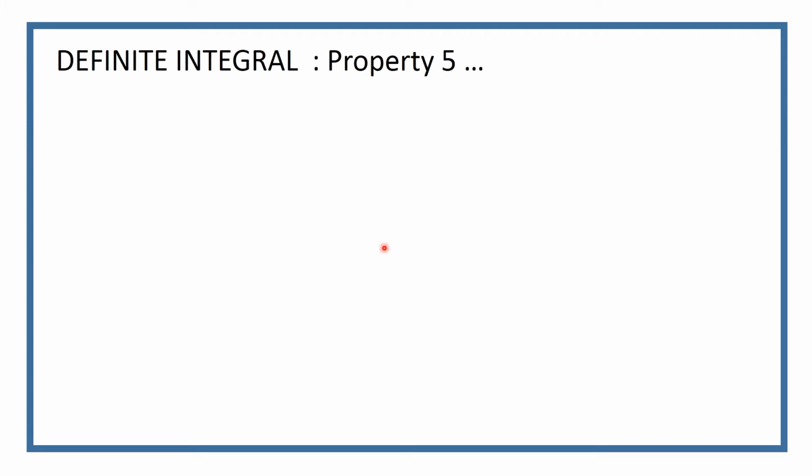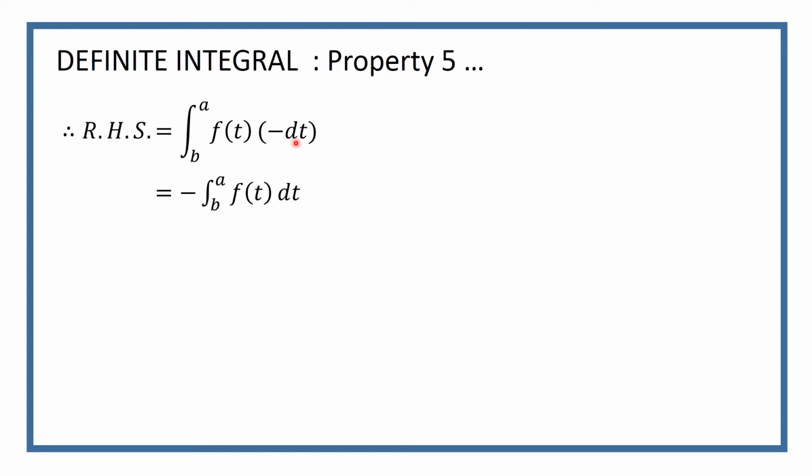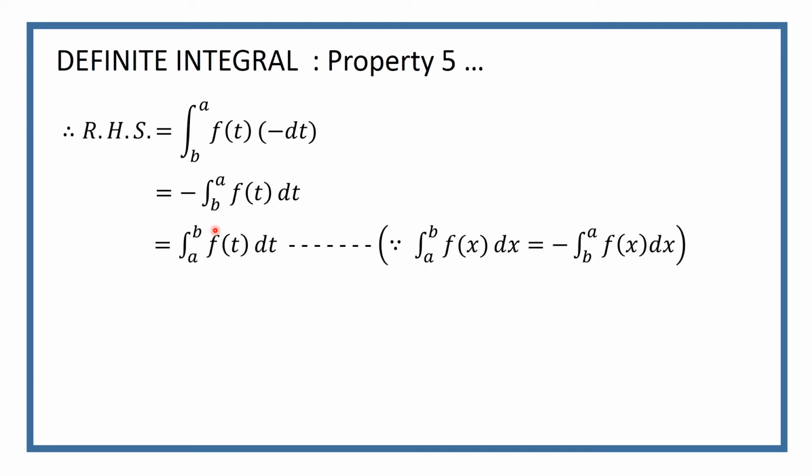Now our RHS will change and we'll get integration b to a f of t into minus dt. Now in the next step, I'll take minus sign outside. So I will be getting minus integration b to a f of t dt. So we have the property number 2, that when we have negative sign, we can change the lower limit and upper limit. So we can write this as integration a to b f of t dt, as this is our property number 2.